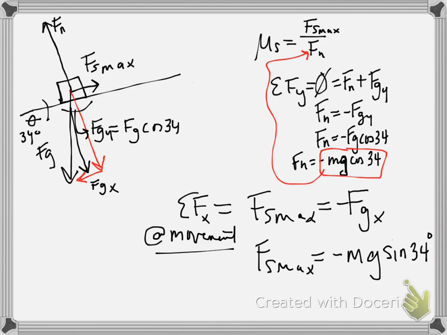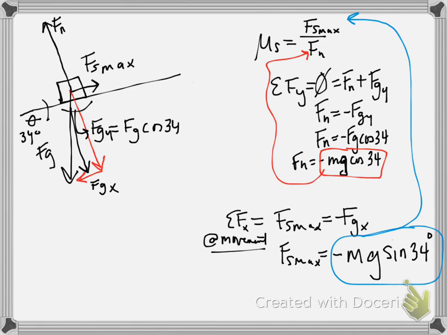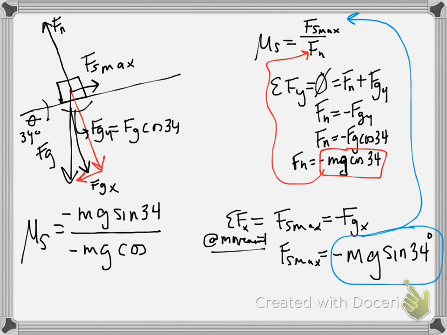Okay. So now we have our second piece to plug in there. So the new equation that we're going to write is going to look like this: mu s equals negative of mg sine of 34 divided by negative of mg cosine 34.